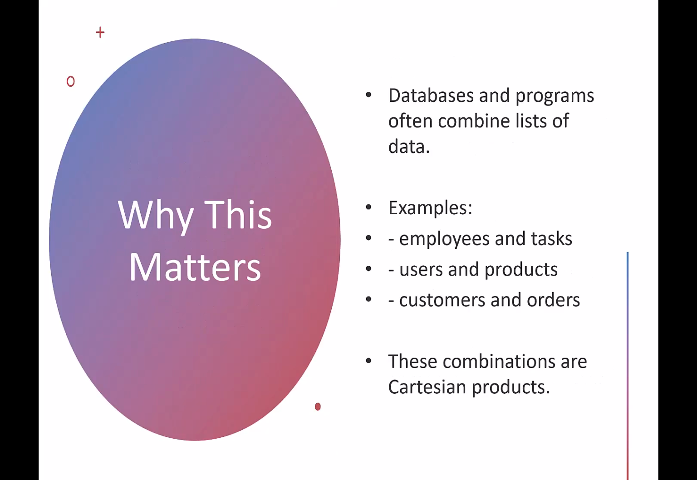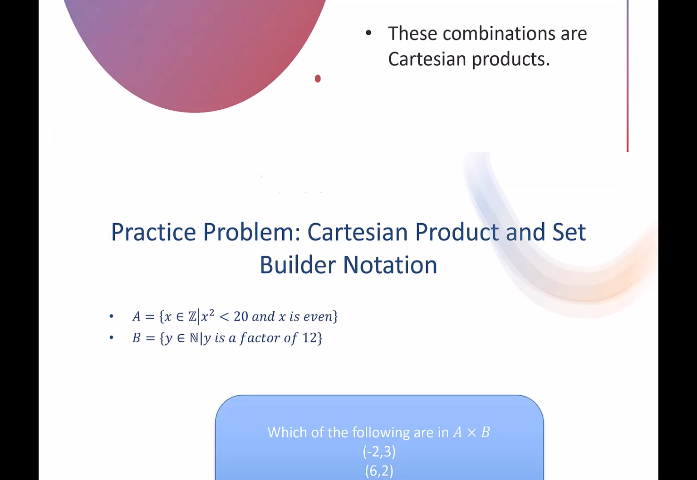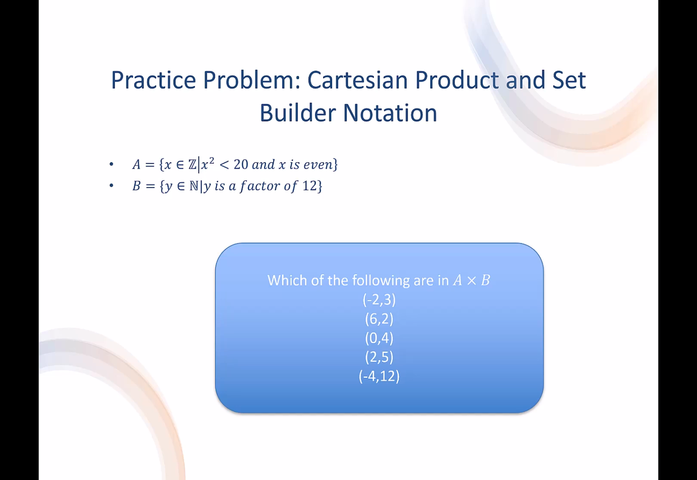So if you're asking why this matters, it's because databases and programs often combine lists of data. So just like our employees and tasks, it could be users and products, customers and orders. These combinations are all things we can write using Cartesian products. Let's do a problem where we practice doing a Cartesian product using set builder notation.